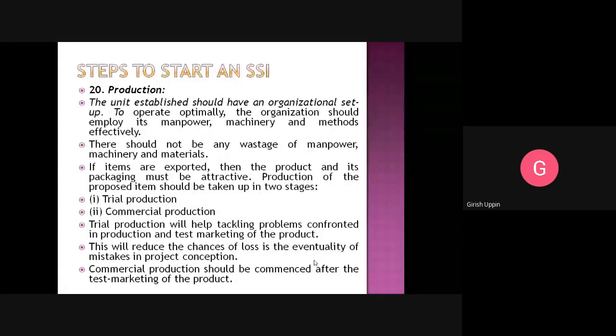Next one is the production. Once you have the machineries, human resources, and raw material, the next part is the production. Production is nothing but the process of converting the raw material into finished products. The unit established should have an organizational setup to operate optimally. The organization should employ its manpower, machinery, and methods effectively.